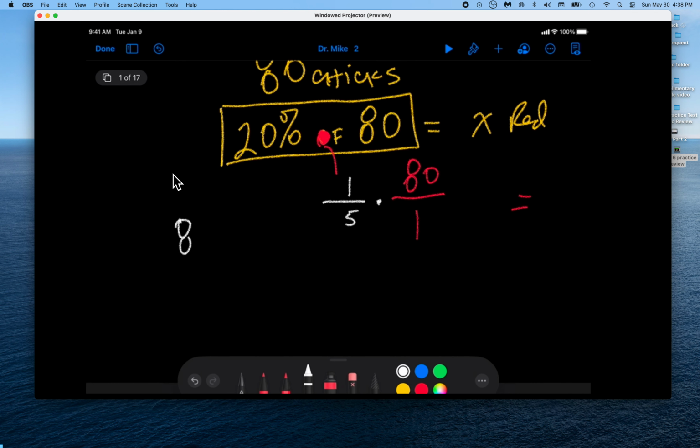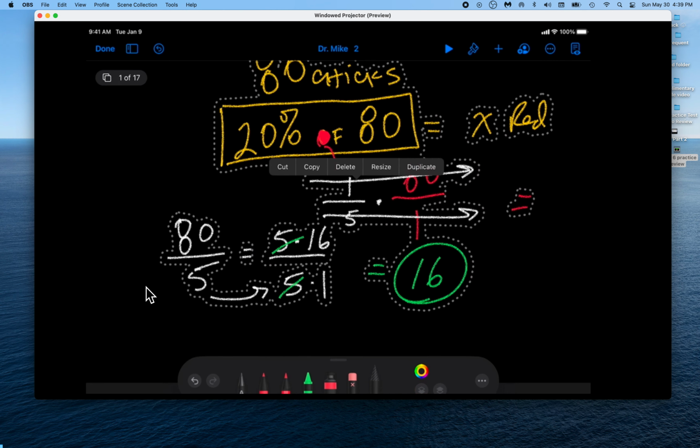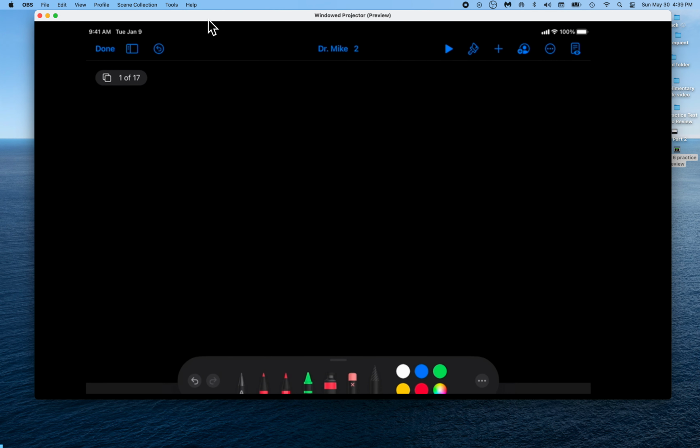So here we go. 80 over 5. Again, you're multiplying straight across. Now, 5 is a prime number. Can't break it down any further. But does 5 go into 80? It does. 80 is none other than 5 times 16. You cross out the 5s and you get the same answer that we did originally. Next one.